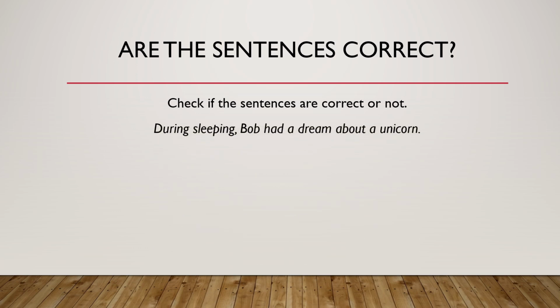Next, repeat after me. During sleeping, Bob had a dream about a unicorn. Is that correct? No, it is incorrect. Do not use ing with during. Ing means it has the same subject as the other sentence. In this case, Bob was sleeping. When you're adding a sentence to show the time period, you need while. While sleeping, Bob had a dream about a unicorn is the correct sentence.